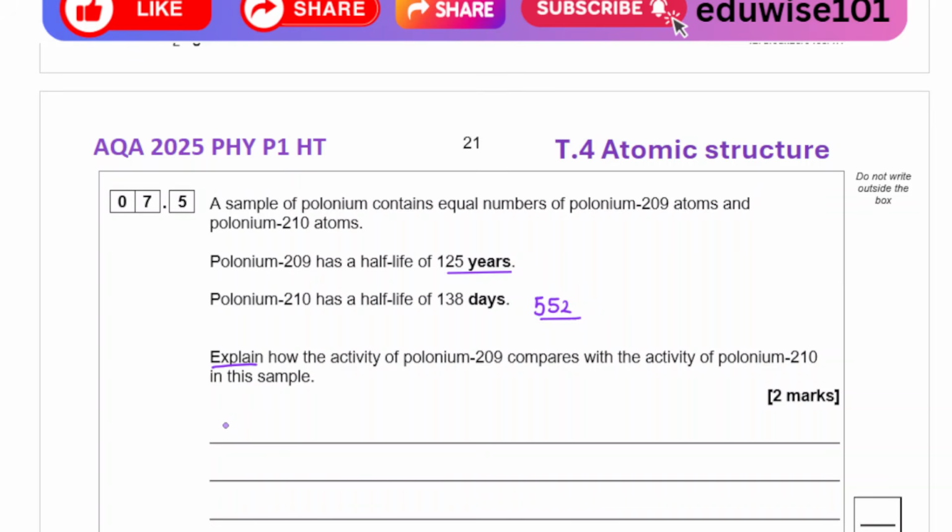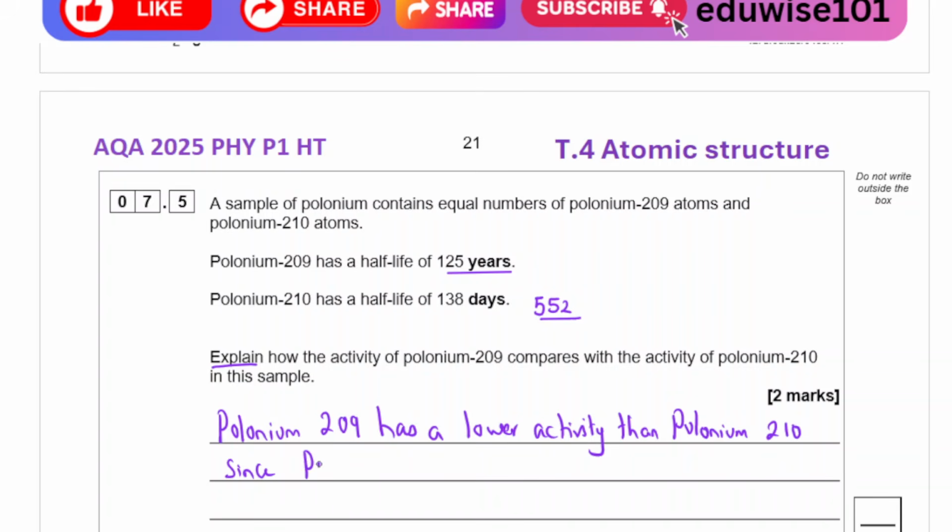So, polonium-209 has a lower activity than polonium-210 since polonium-209 has a longer half-life.